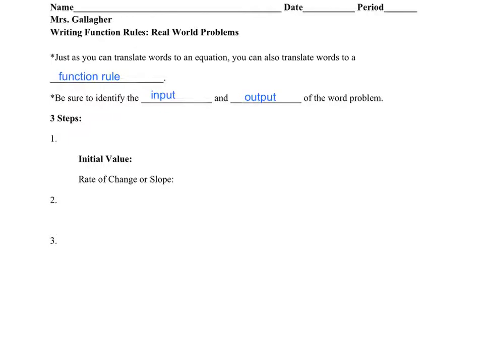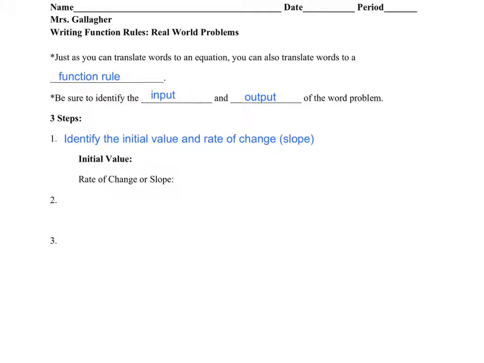Now there's 3 steps when we are creating function rules using word problems. Step 1, you want to identify the initial value and rate of change. Remember, the rate of change is also our slope. The rate of change is the slope.